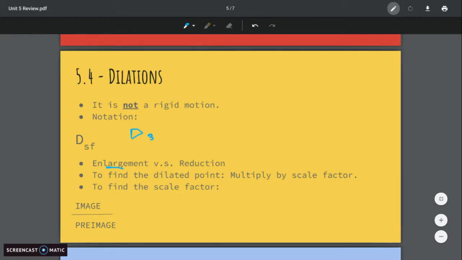Okay. To find a dilated point, so it's like dilate this point by this scale factor. Well, you have to multiply it by the scale factor. If you're trying to find the scale factor, it says right here: do image divided by pre-image of the points. You can use either the X or the Y, and I'll show you an example.